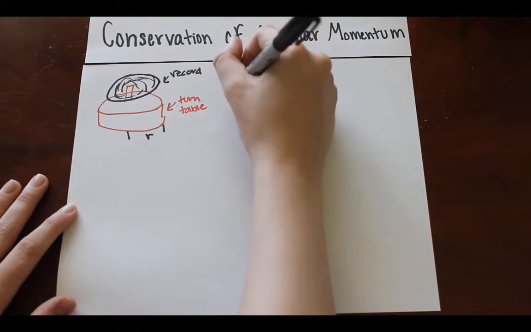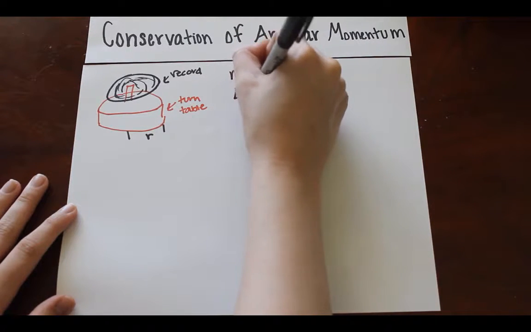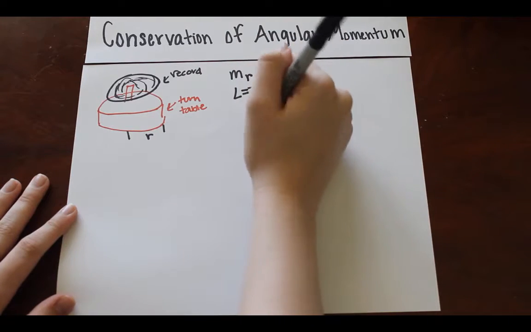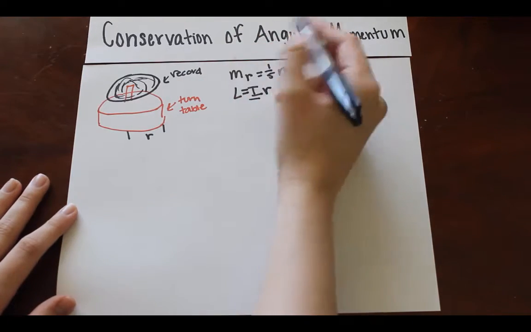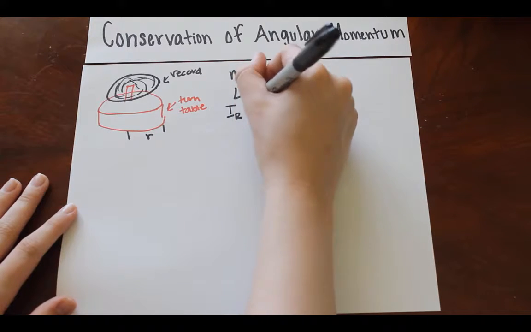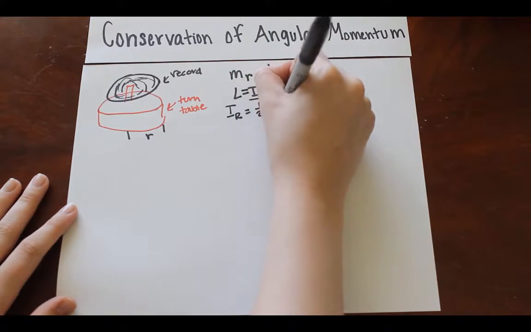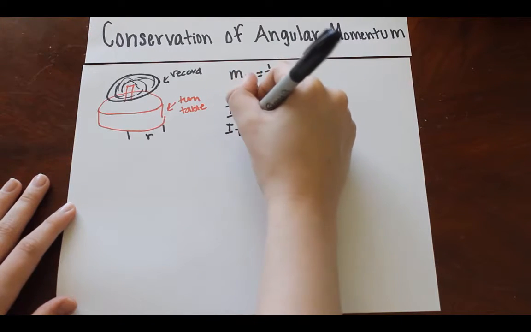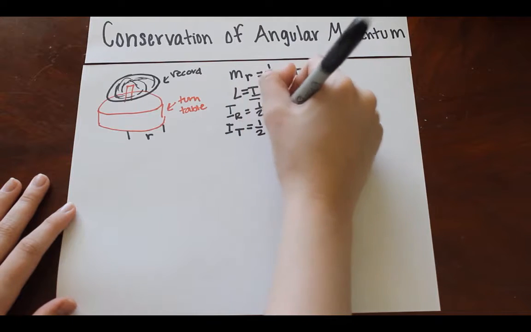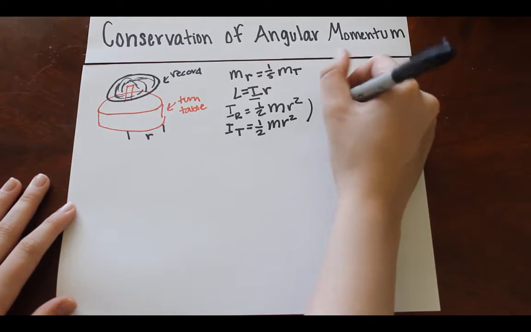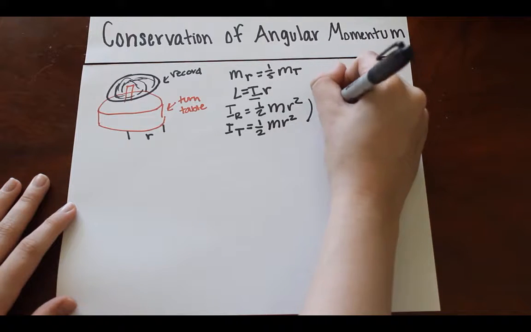Okay, so we're going to use the equation L equals I omega. So let's find our I's for both the record and the turntable. The I for the record is going to be 1/2 mR squared, and the I for the turntable is also going to be 1/2 mR squared, because they are cylinders.